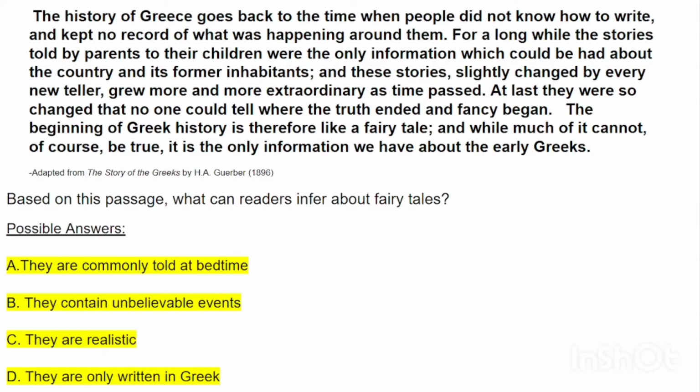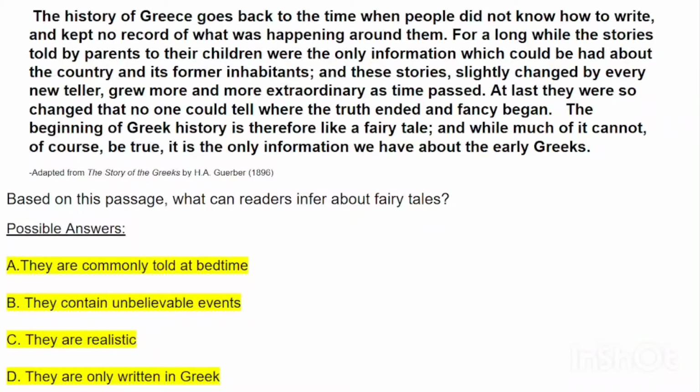They are commonly told at bedtime. There's nothing that influenced me to think that the stories were told at bedtime because there is nothing mentioned about bedtime here. So that's automatically out. They are realistic. We do not know if they are realistic or not because the passage says it's slightly changed by every new teller. So we don't even know if it's real or not. So that's out.